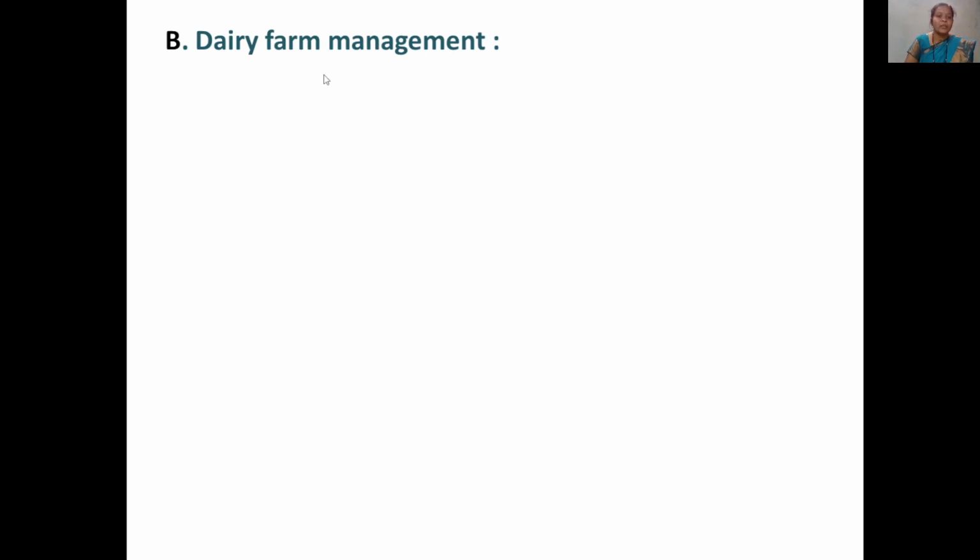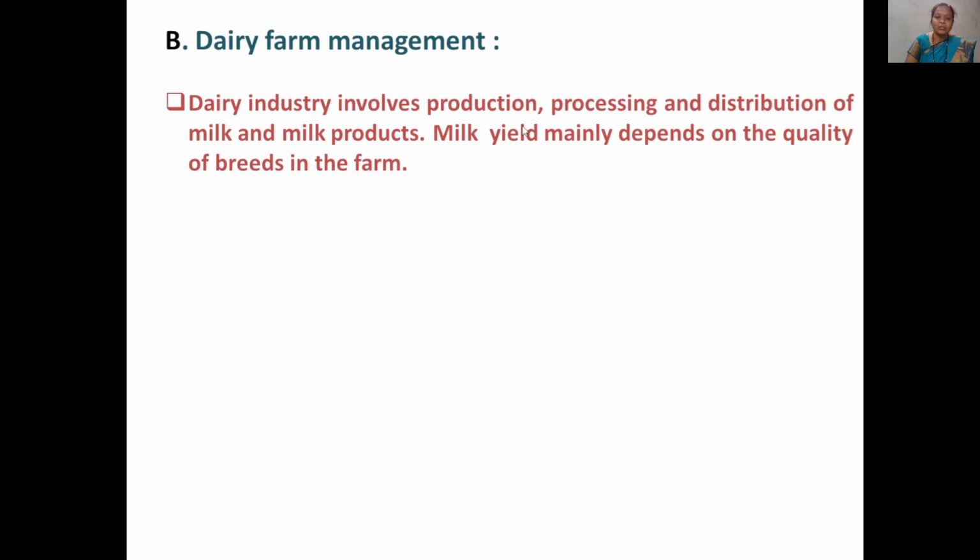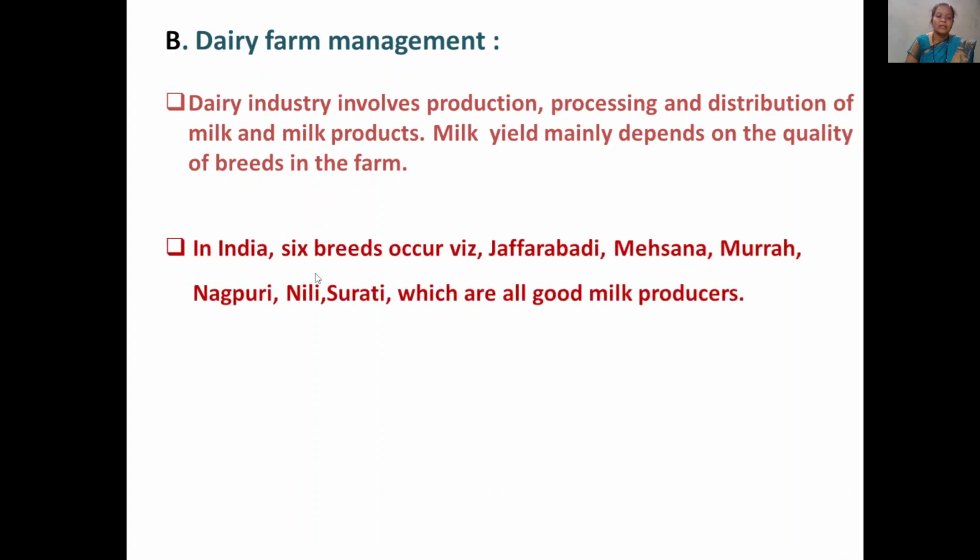Here, the next point is dairy farm management. Dairy industry involves production, processing, and distribution of milk and milk products. Milk yield mainly depends on the quality of breeds in the farm. In India, these breeds occur: Jafarabadi, Mehsana, Murrah, Nagpuri, Nili, Surati, which are all good milk producers. These are the buffalo breeds. We are familiar with Jafarabadi, Mehsana, Murrah, Nagpuri, Nili, Surati.